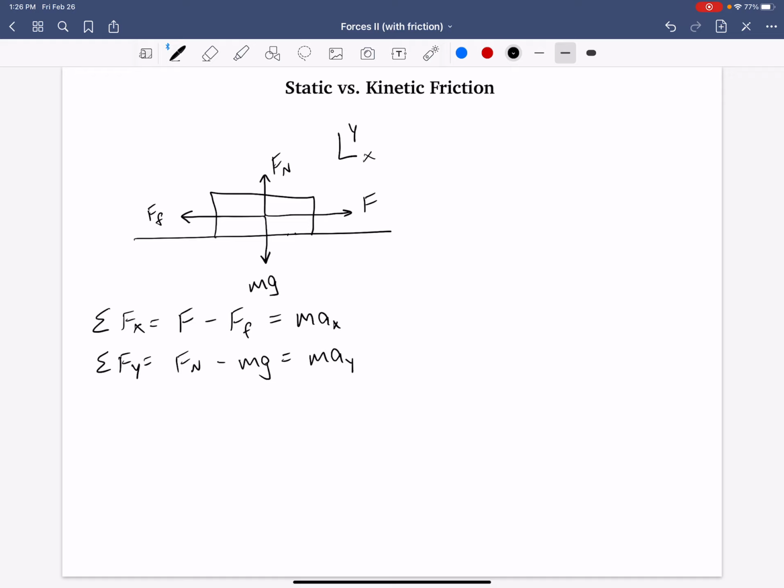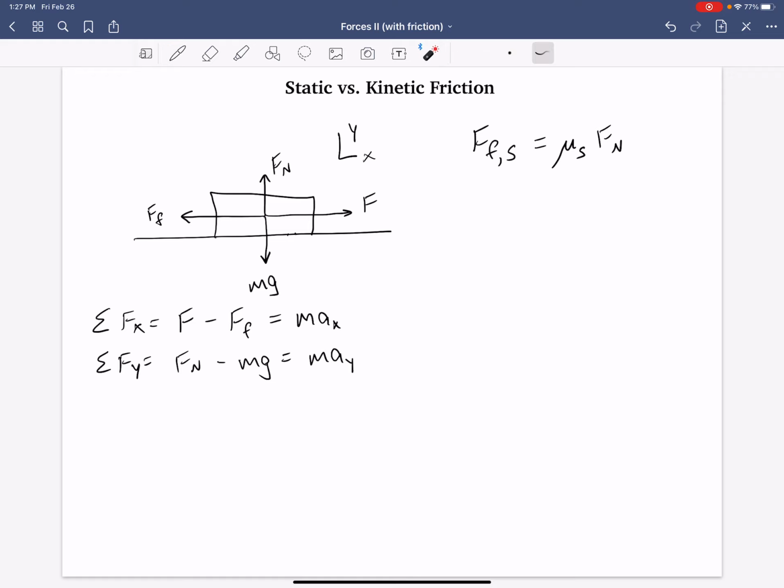Static friction, right, the static frictional force known as F_S, F with subscript F for friction and then S for static. This comes into play when there is no motion. It's equal to the coefficient of static friction, which is a Greek letter mu, mu sub S, times whatever the normal force is.